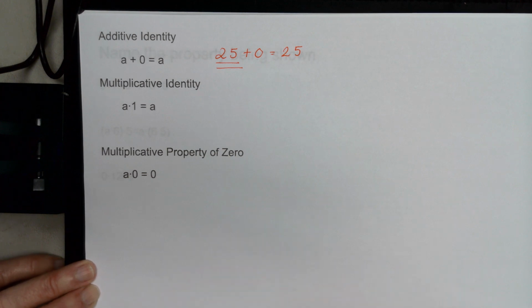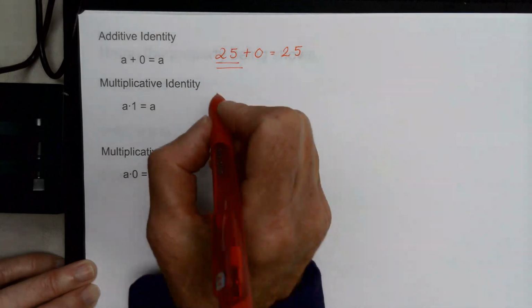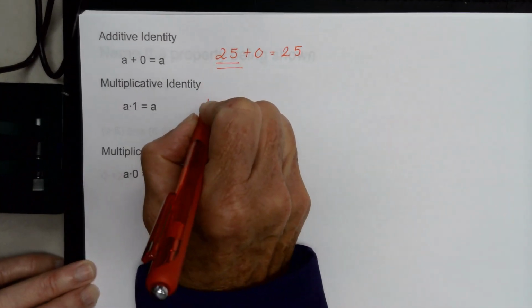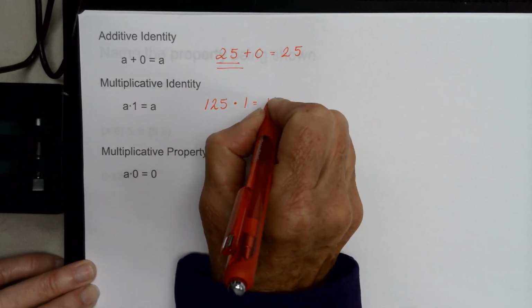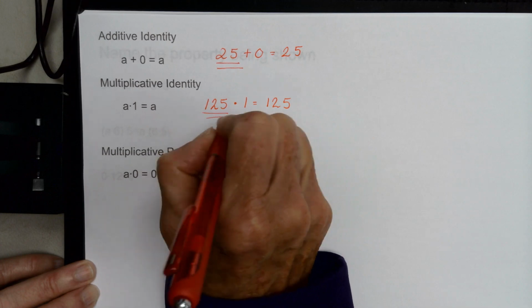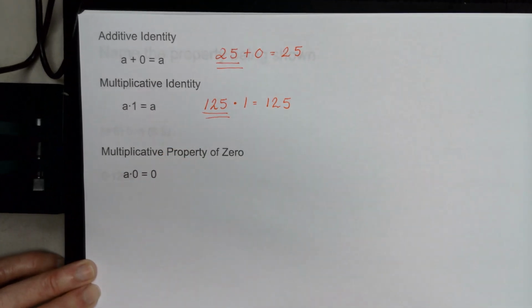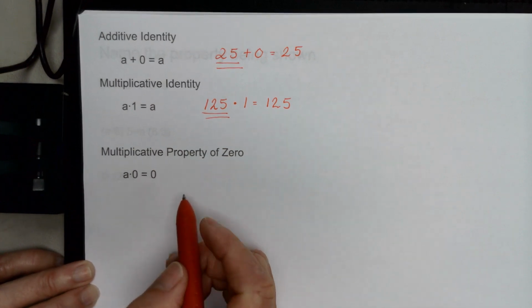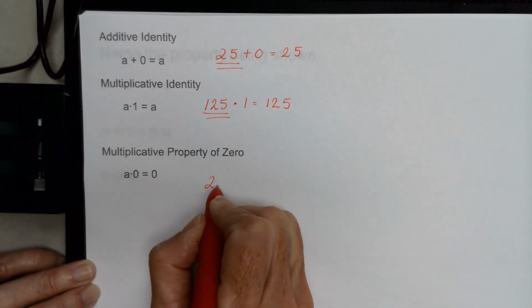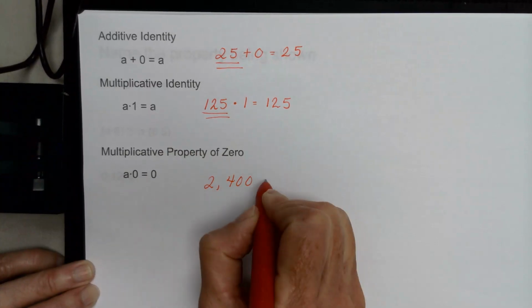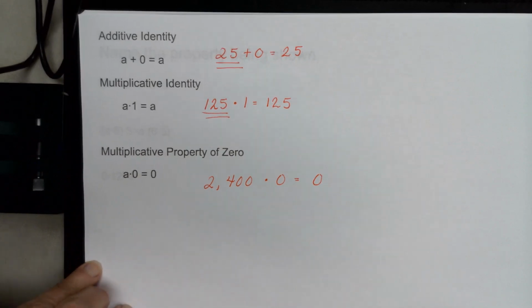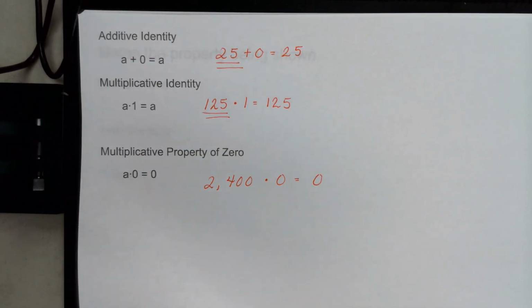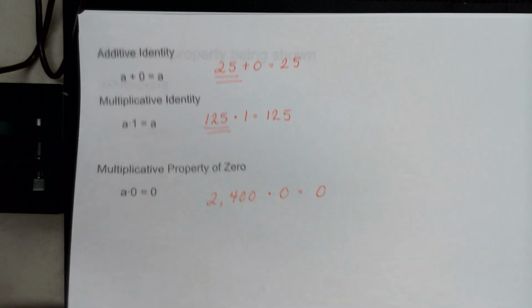You also have a multiplicative identity property, and that says any number, let's say I pick 125, if I multiply it by 1, it does not change the identity of that original number. Again, something you know, you just don't know the name of the property. Multiplicative property of 0 says any number I multiply by 0, I'm going to get 0. Okay, those are properties you use all the time. You just don't know the name of the property.